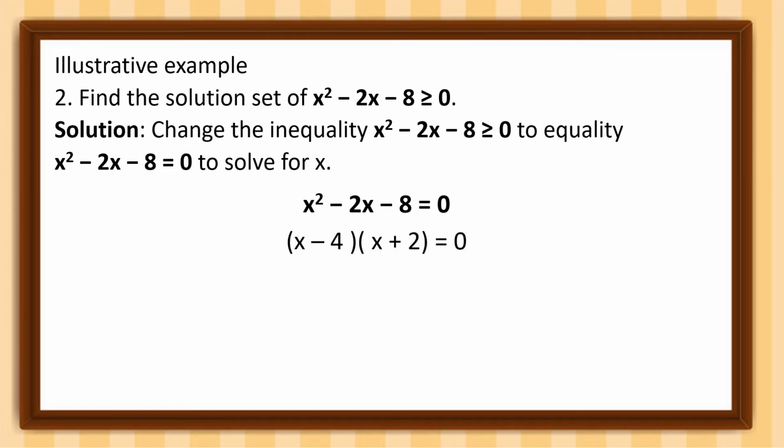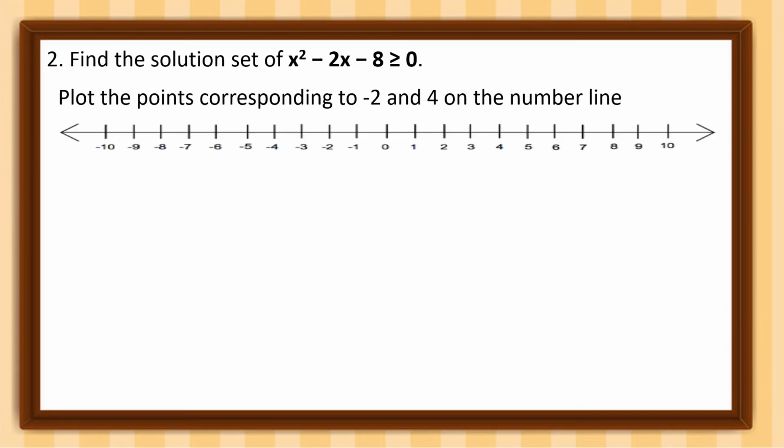And let us factor it out. We will have x minus 4 multiplied by x plus 2 that is equal to 0. Then by using the zero product property, we will have x minus 4 equals 0. Let us transpose the constant and we will have the value of x that is 4. How about the second factor? We will have x plus 2 is equal to 0 and the value of x is negative 2.